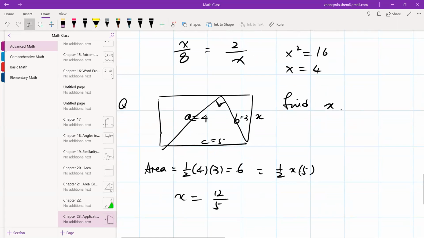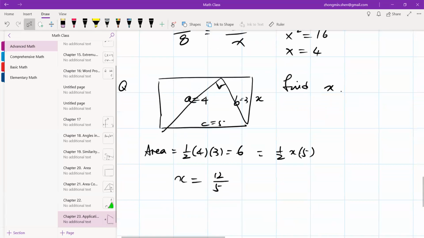Oh, Edward is only 4th grade. Sorry, he corrected my mistake. Okay. So 12/5. Sorry, I forgot. Yes. So this is x.